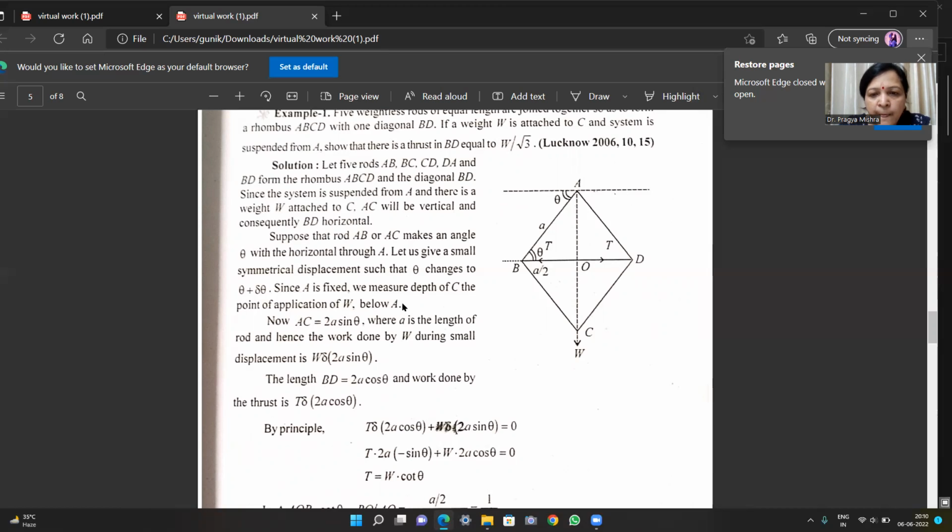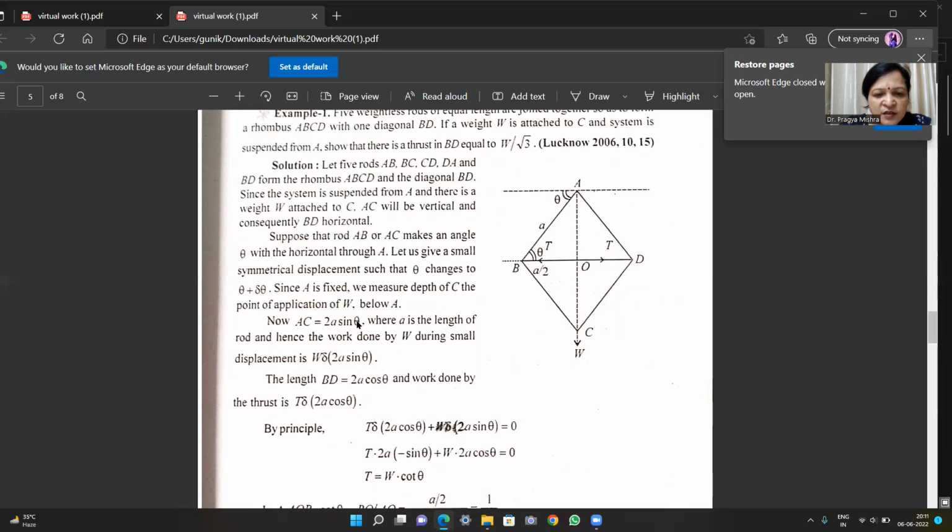So the length of rod is a. Now if we take this triangle AOB, and we know that the diagonals of a rhombus intersect each other at 90 degrees. So from this triangle AOB, we can see that AO is a sin theta and BO is a cos theta. So इसके through AC will be 2a sin theta and BD will be 2a cos theta.